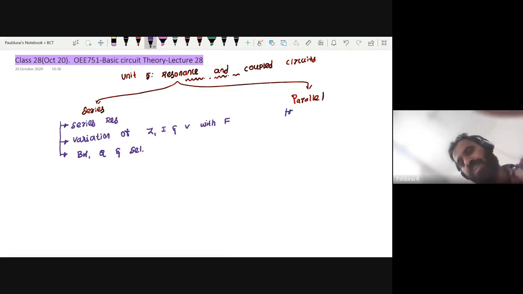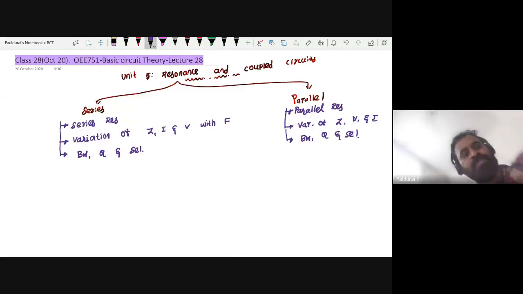So here also, first parallel resonance. What is parallel resonance? What is the condition for parallel resonance? Then the same two topics: variation of impedance, voltage, and current with respect to frequency. And the third one is bandwidth, quality factor, and selectivity.